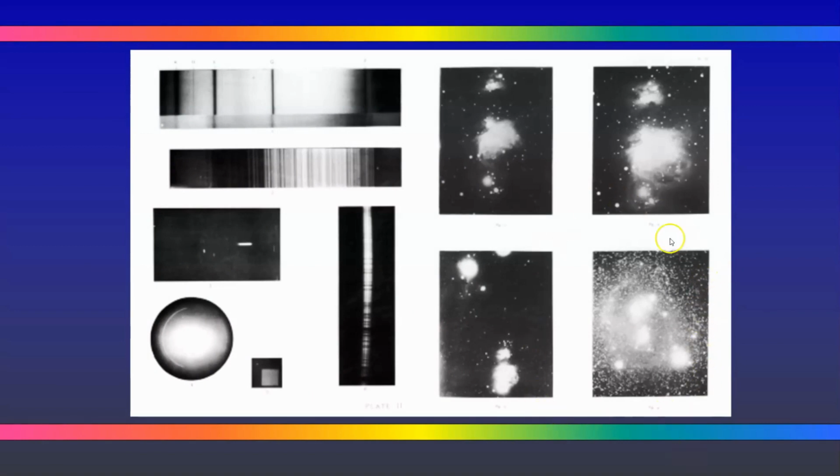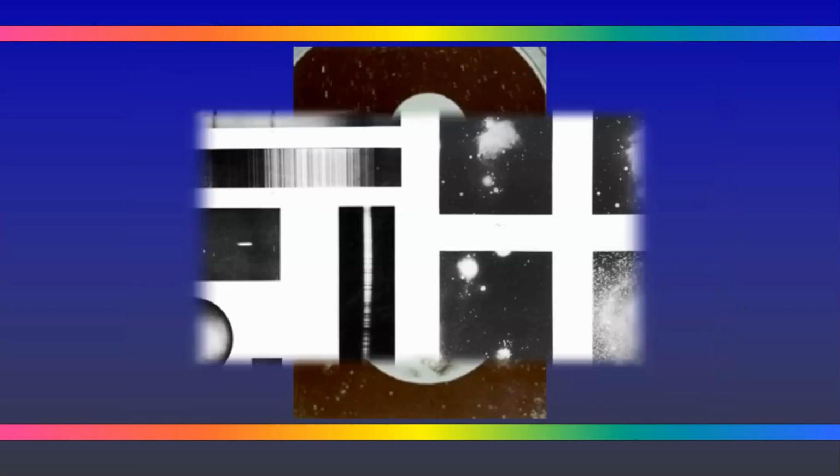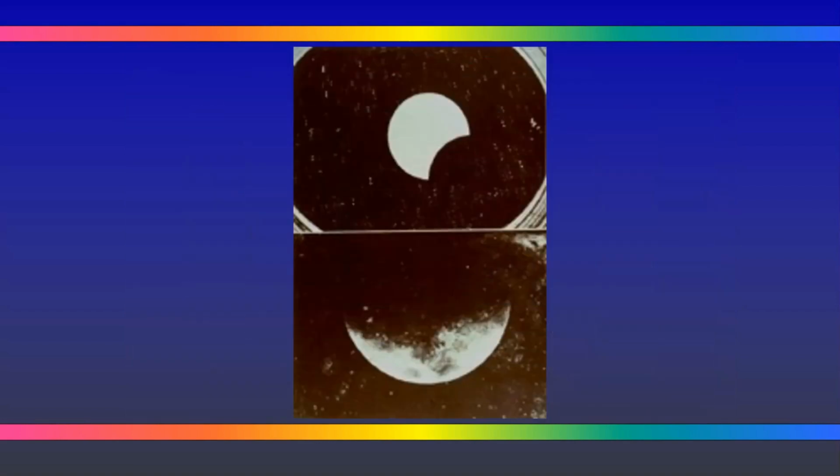This right here is an image of the Orion Nebula, so the interstellar cloud at the heart of the belt area in the star pattern of Orion. And the classic expression, like father, like son. This is the first ever lunar eclipse photograph.